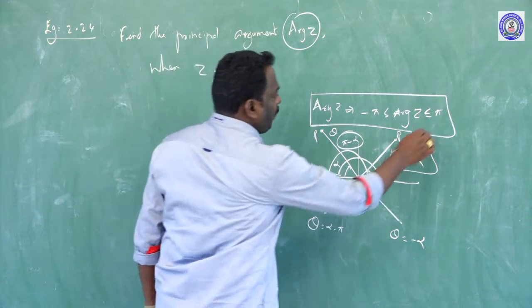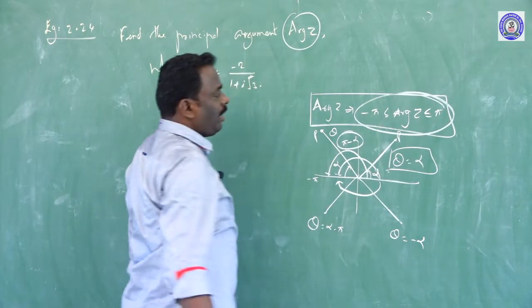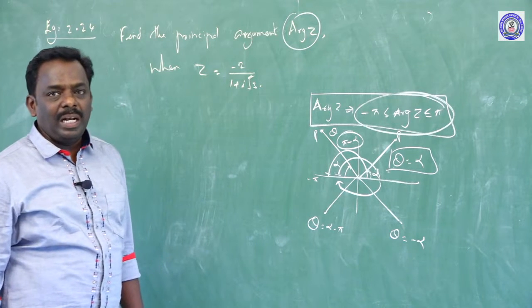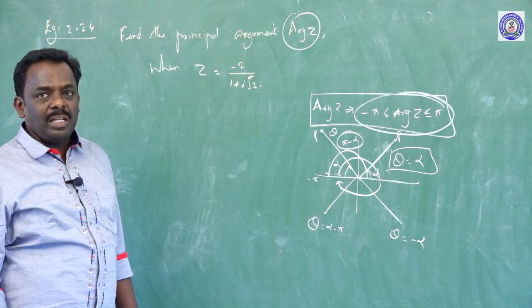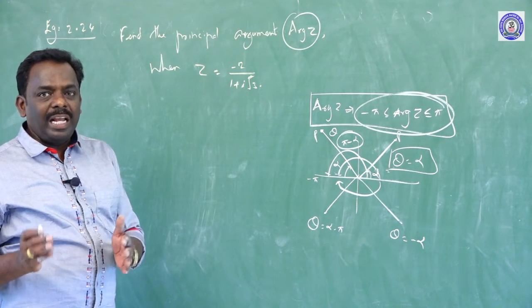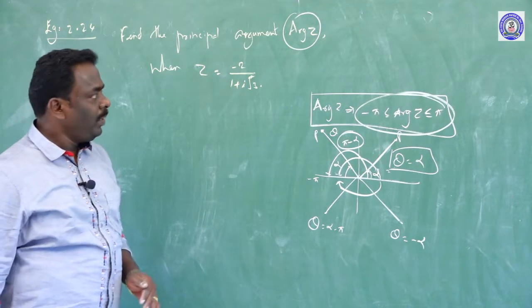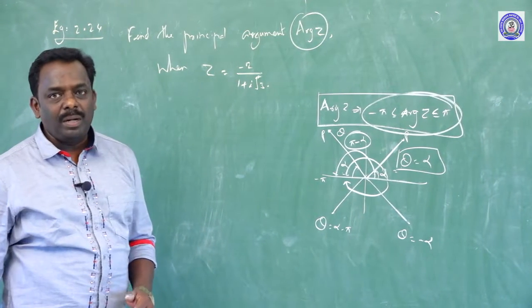Therefore, the principal value of the argument lies in the range minus pi less than the argument of Z less than or equal to pi, and that is called the principal argument. Now, we want to find the principal argument in this sum.